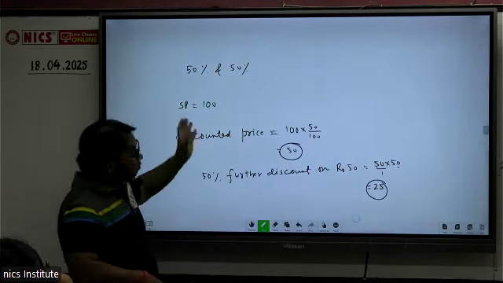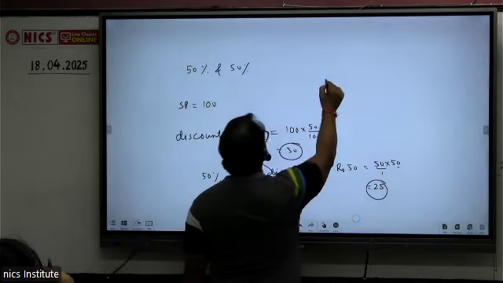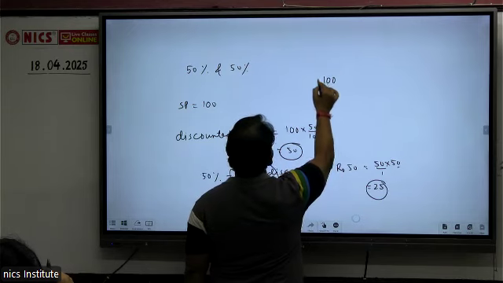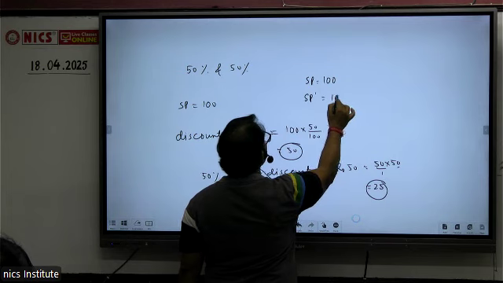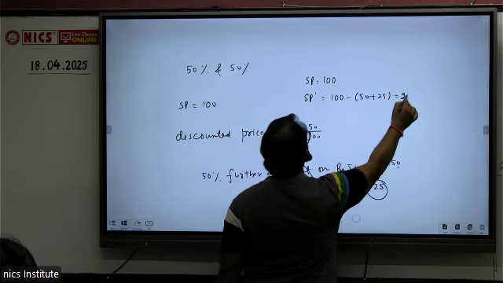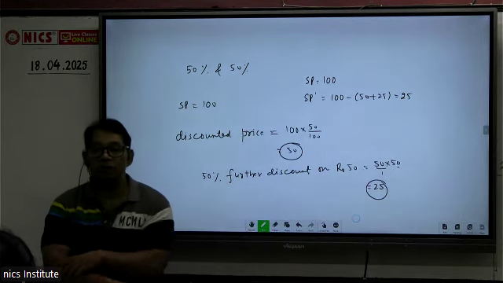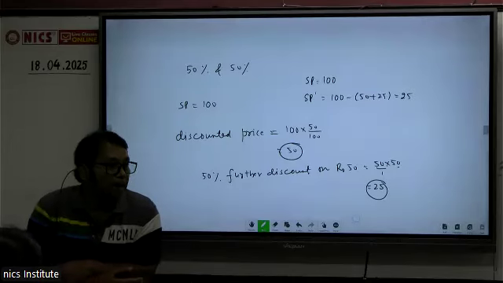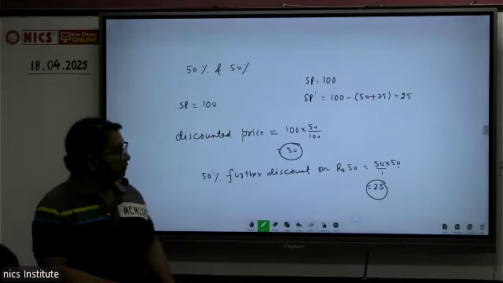So on 100 rupees, he has given how much discount? 75 rupees. So something which was costing you 100 now will cost you 100 minus 50 minus 25, that is 25 rupees only. So effectively he has given you a discount of 75%. There'll be questions like this on successive discounts.